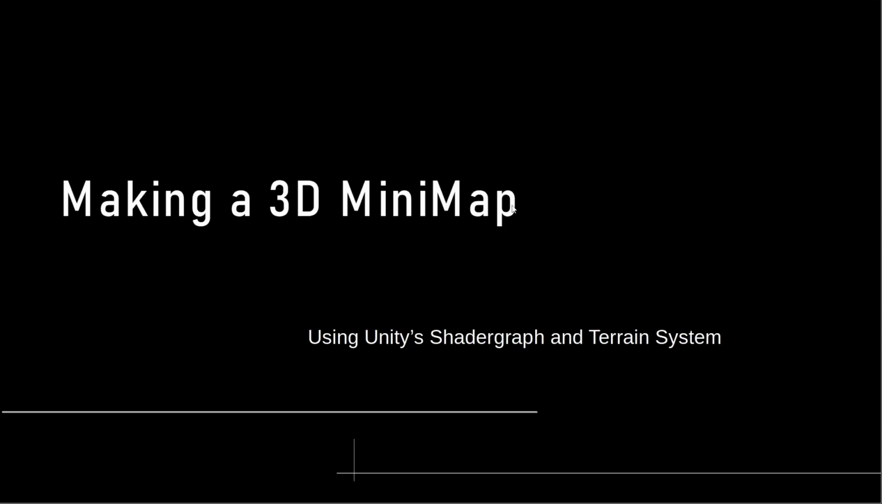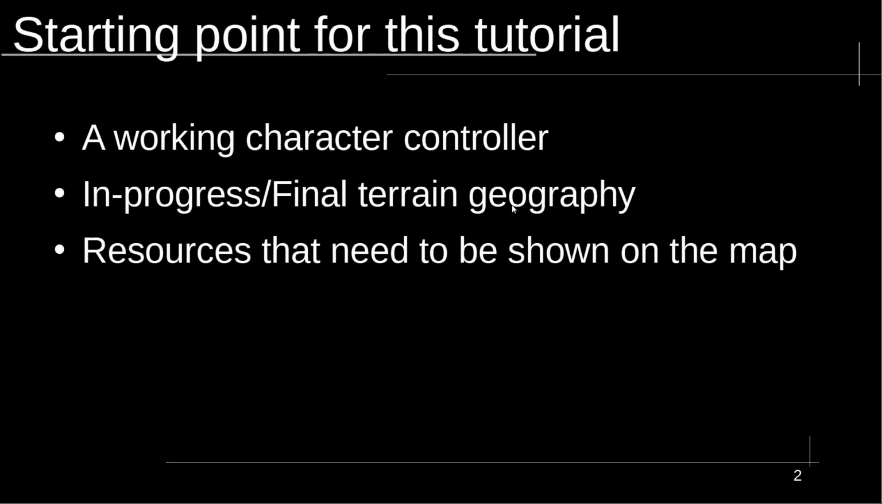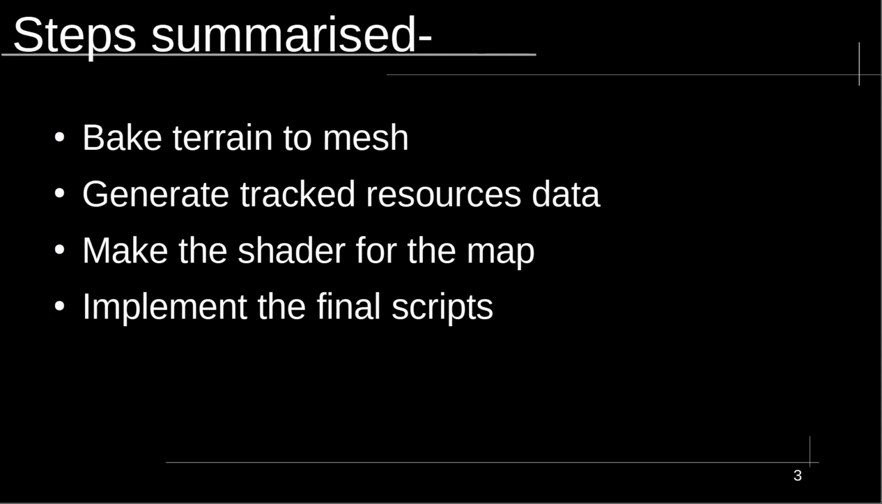Hey guys, I'll show you how to make a 3D minimap in Unity using Unity's Shadergraph and terrain system. The starting point for our tutorial will be a working character controller. Then we'll need either an in progress or the final terrain geography. We don't want to change this too much. If you can change, no issues, but this will need to be baked again and again. And then we need the resources that need to be shown on the minimap.